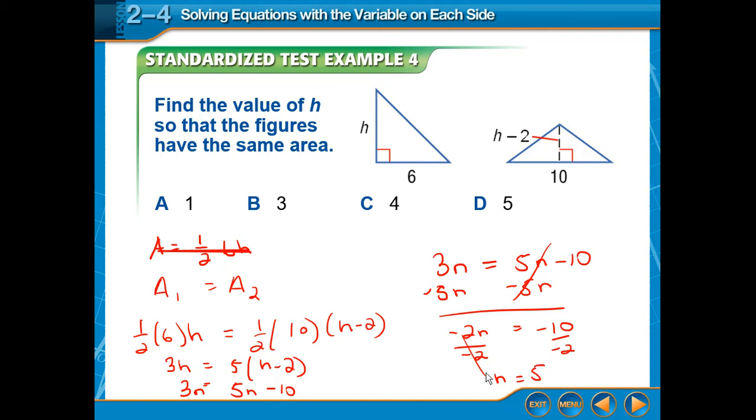And so the value, sorry, I switched this from an h to an n. That's an h, the height. So the height that's going to make these areas the same is going to be 5. So our answer for this one is D.